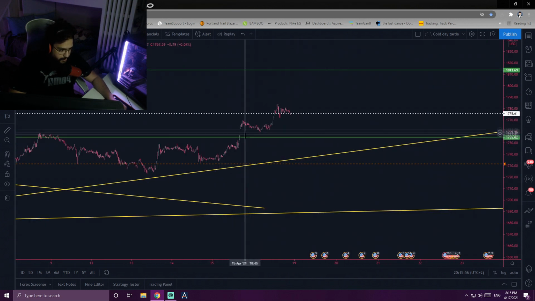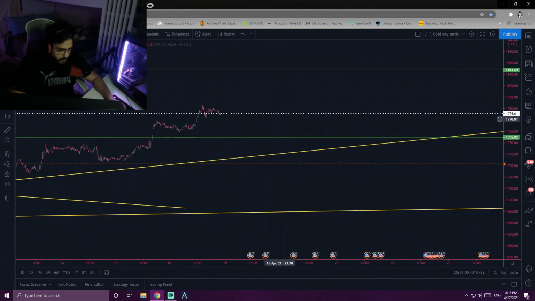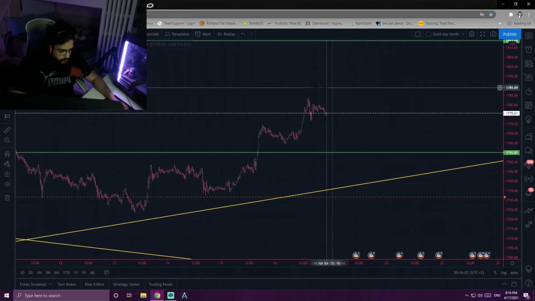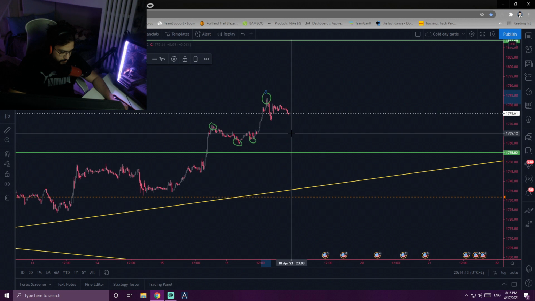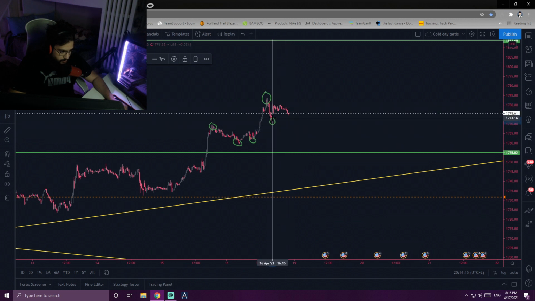You know, it came here, up here, it broke the 1755, it went all the way back up. If we zoom in right here, let's go to our brush, and you can see it created a high, then a low, then another low, then a high right here. Okay, then it created a new higher low. So we're still in an uptrend.